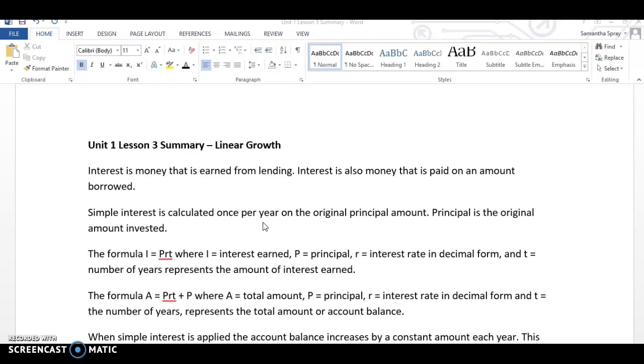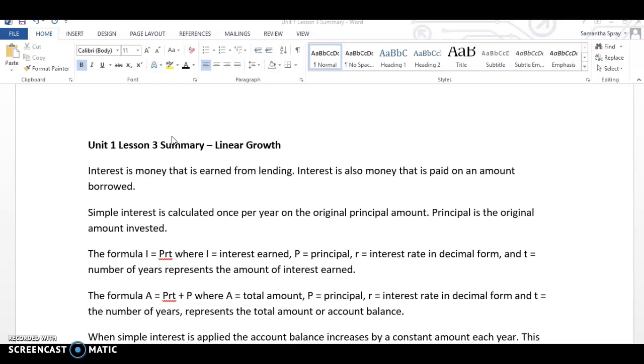The first few things I have to go over are some basic vocabulary, and then after we go over some vocabulary, I'm going to do some sample problems. By watching this short recording, you should be able to get through Unit 1, Lesson 3 without needing any additional help. So the first thing we want to talk about is interest.